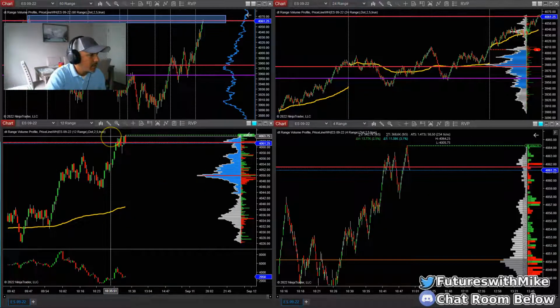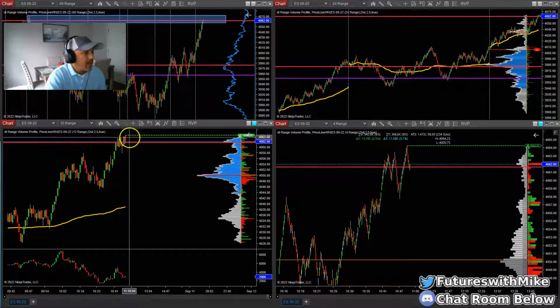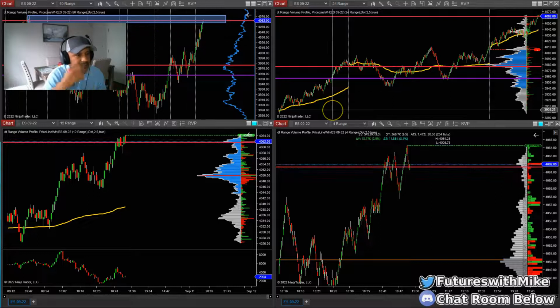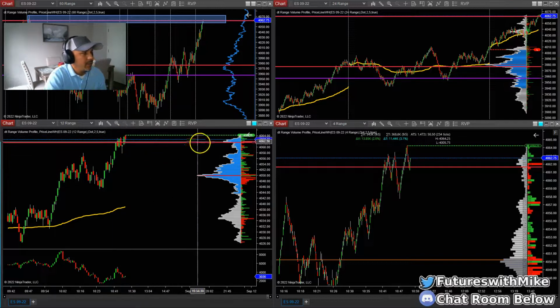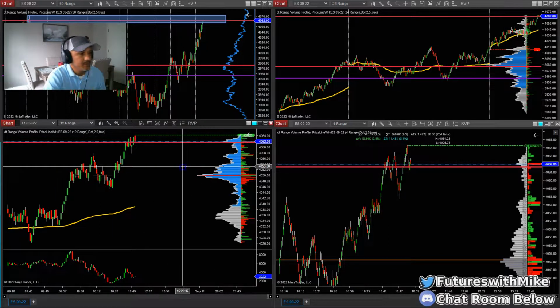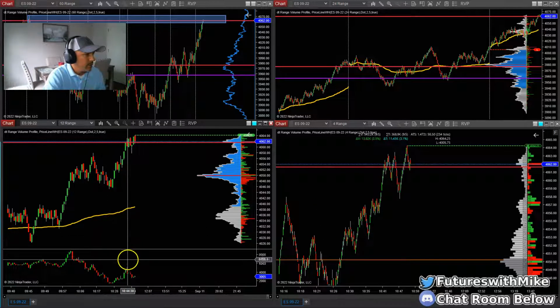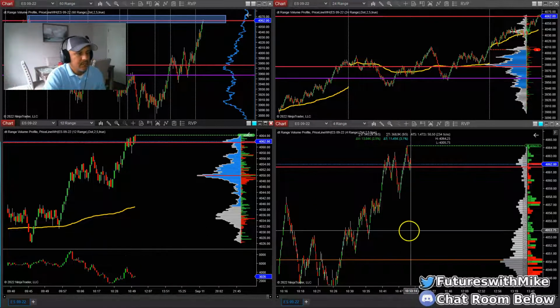Okay, so the market came up here, made a little high here. We're still in that supply zone sitting up there, so it's still rejecting this area. So it pushed up, pulled back, made a high here, building volume here at the top. So we just waited it out.